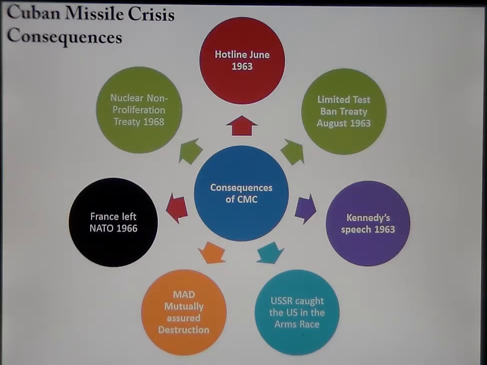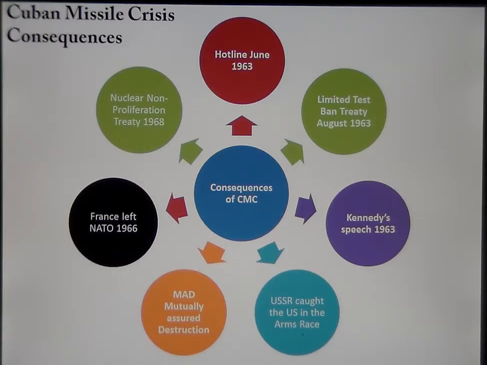Secondly, we've got the Limited Test Ban Treaty. The USA and the USSR agreed to ban the testing of all nuclear weapons in space, in the sea and above ground. Only underground testing was permitted. So you can clearly see that they are trying to limit the damage caused by nuclear weapons and the testing process. They realise there's got to be some sort of limitations here.